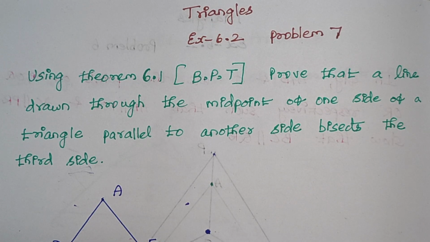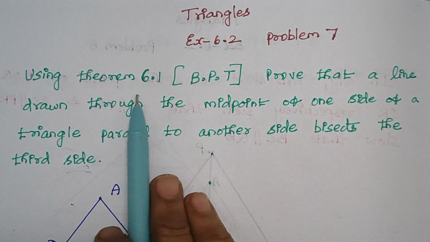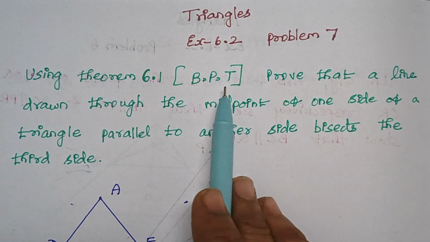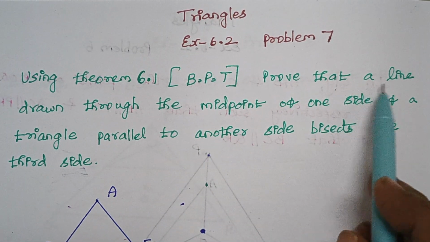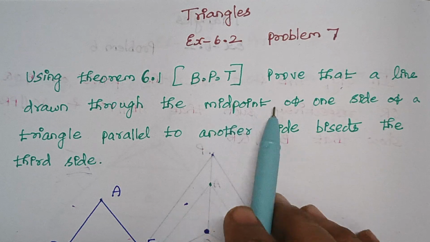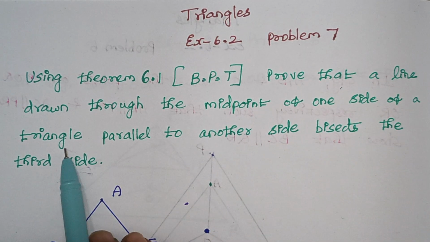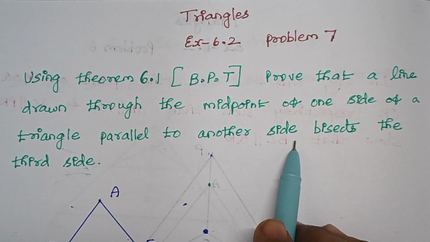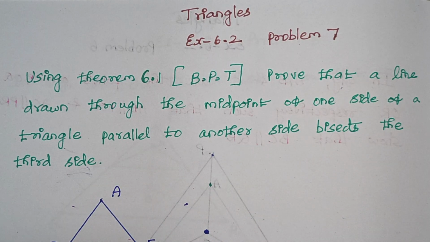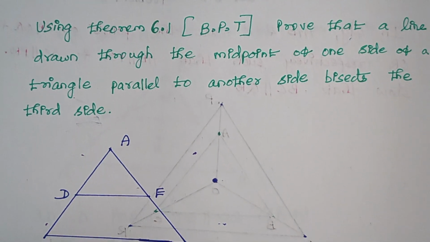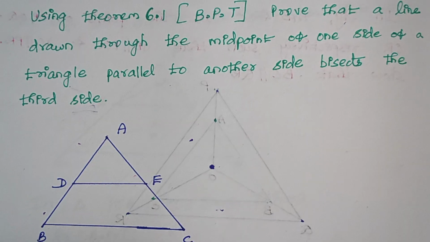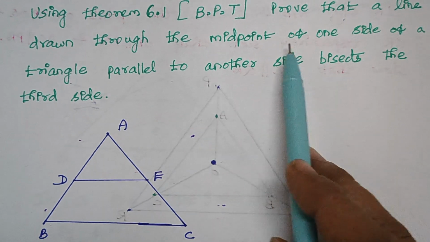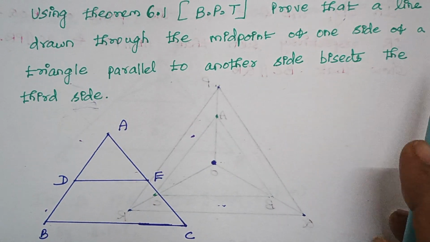Now problem 7. Using theorem 6.1, which is the basic proportionality theorem, prove that a line drawn through the midpoint of one side of a triangle parallel to another side bisects the third side. So here we have to prove that a line drawn through the midpoint of one side of a triangle.